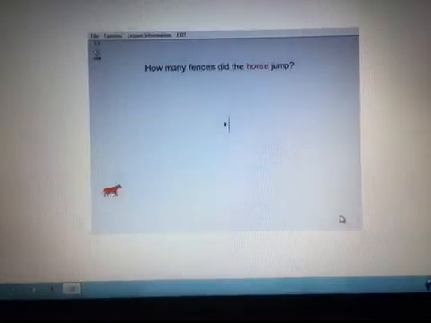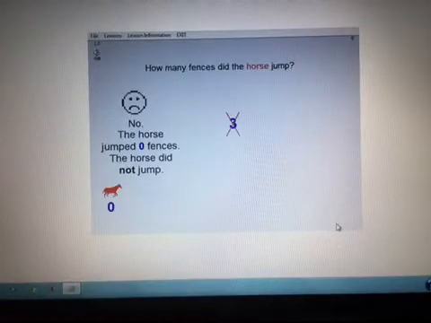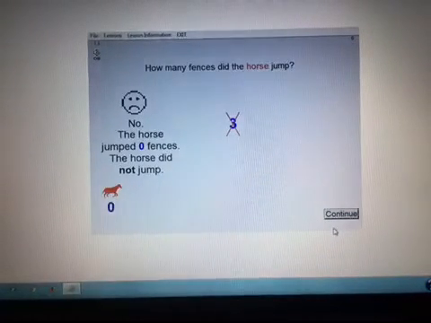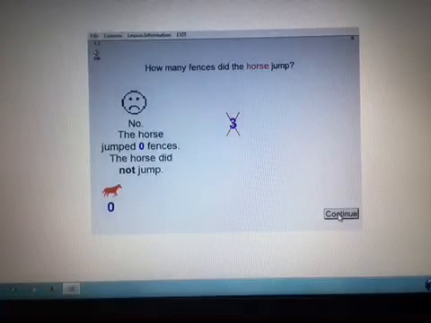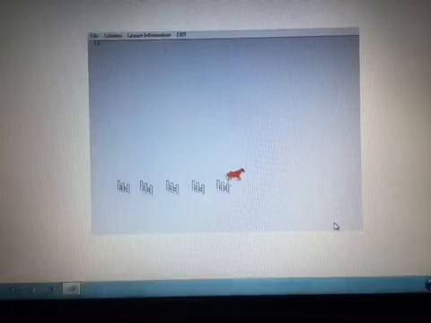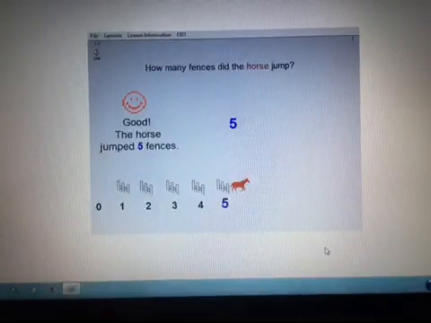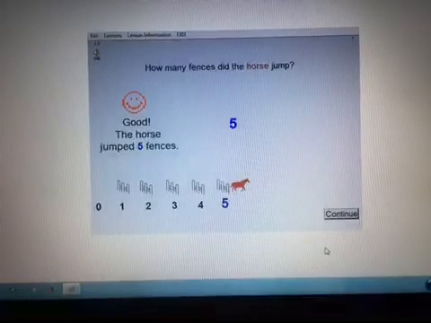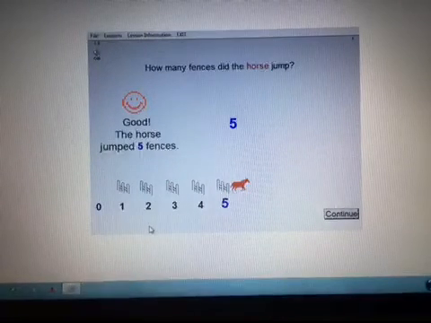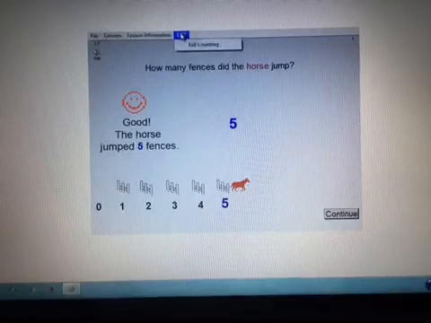How many fences did the horse jump? No, the horse jumped 0 fences. The horse did not jump. How many fences did the horse jump? Good. The horse jumped 5 fences. Again, I think you understand what's going on here. And let's now exit and see what data has been kept.